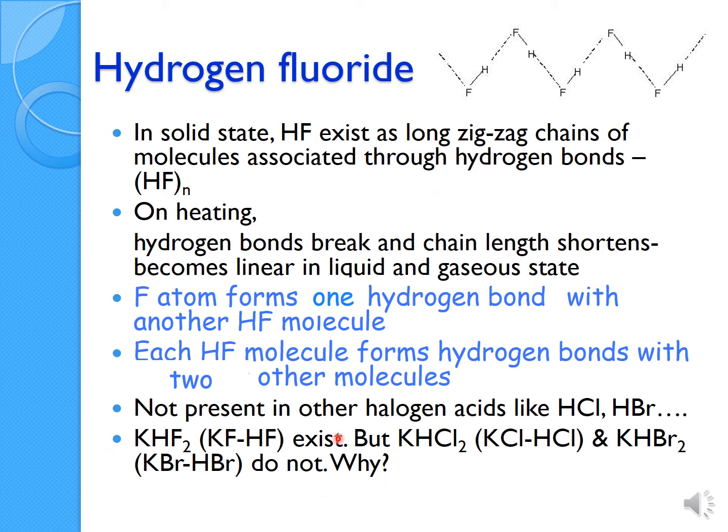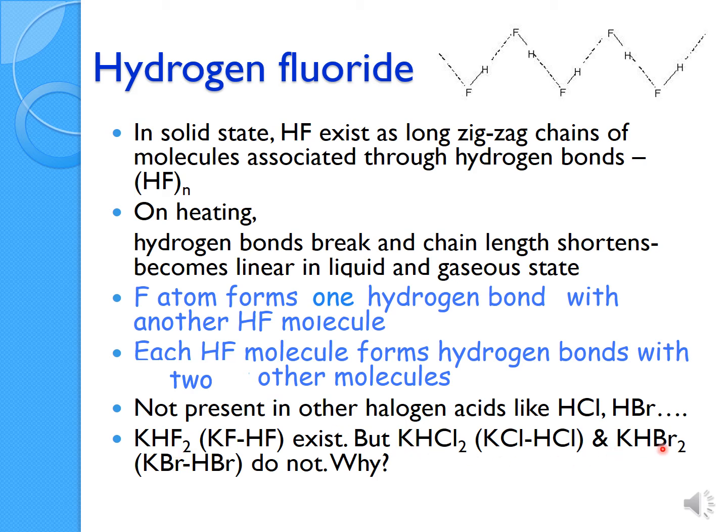Now this is another question which can be asked. KHF2 is a molecule which actually exists. It has been proved that KHF2 exists. Now how is this KHF2 formed? It is formed by hydrogen bonding between a KF molecule and an HF molecule. So it can be written as KHF2. But molecules like KHCl2, KHBr2, etc. do not exist. As we know, fluorine, chlorine, bromine, all these are halogens, but only KHF2 exists.